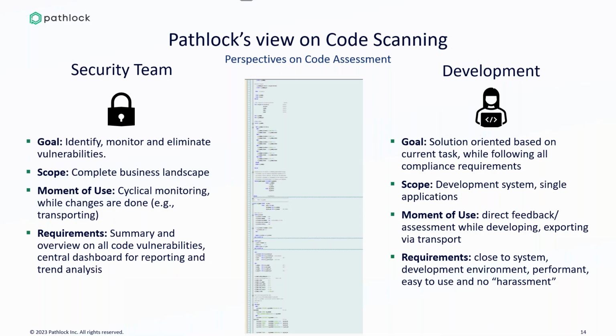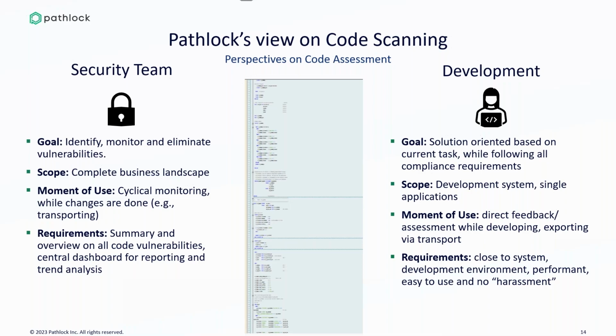And what is the requirement at the end? You need a summary and an overview of all code vulnerabilities. You need some prioritizations, very important. You need a dashboard for the reporting, and you need to analyze the trend. In which direction are the findings going? Are they becoming more, less, whatever.